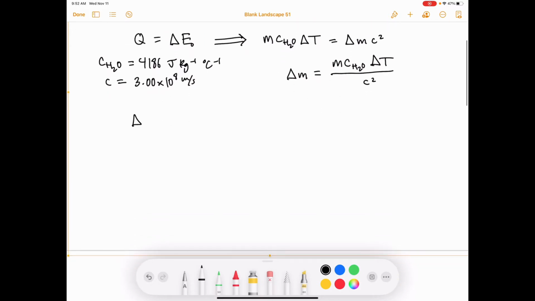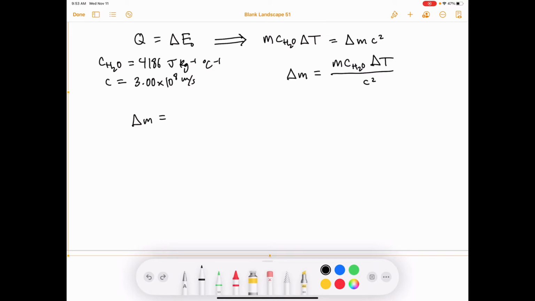Before we even make the calculation, I just want to point out that delta m, the change in mass of the water, is going to be tiny. The reason for that is the speed of light, c, is a huge number, and we're squaring it to make it an even bigger number, which is in the denominator. So we're dividing by a gigantic number, and we're going to get a small change in mass. That's why changes in mass under normal circumstances are very hard to notice. They tend to be very small. So anyway, let's make the calculation.